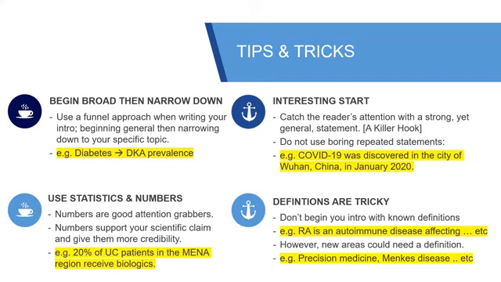However, new areas could need a definition. For example, if you're talking about precision medicine, which is a new era in managing, for example, oncology and cancer, you should first define what precision medicine is. For example, if you're talking about rare diseases like Menkes disease, not a lot of readers know about it. So you should also elaborate in a few words what is the definition of this disease, and take care not to over talk about definitions.